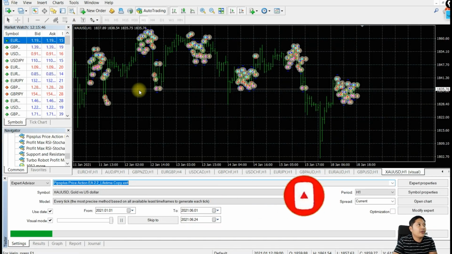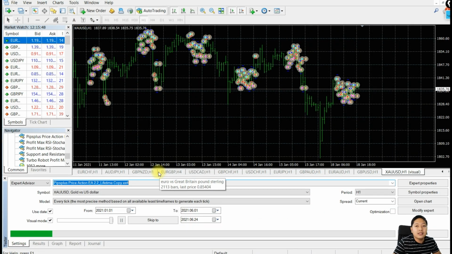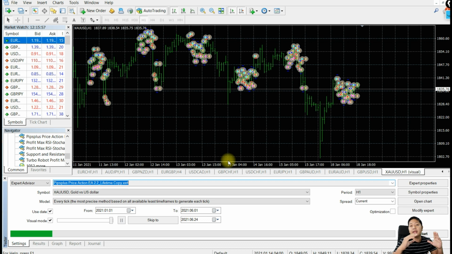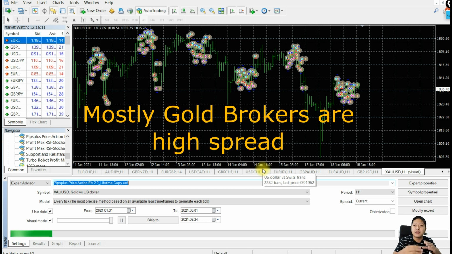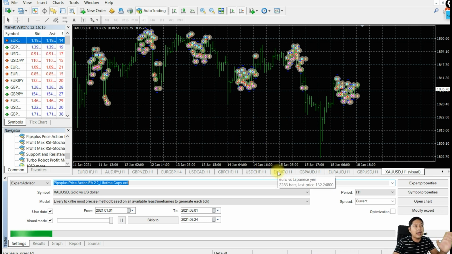As you can see on my screen, I'm opening the tester. This is the strategy tester using the FXChoice broker. By the way, using a scalping strategy, you need to have a tight spread of 2 pips or below. By then, most of the gold brokers have more than 3 pips, right? But anyhow, we will try this EA to see whether it can survive with a higher spread.